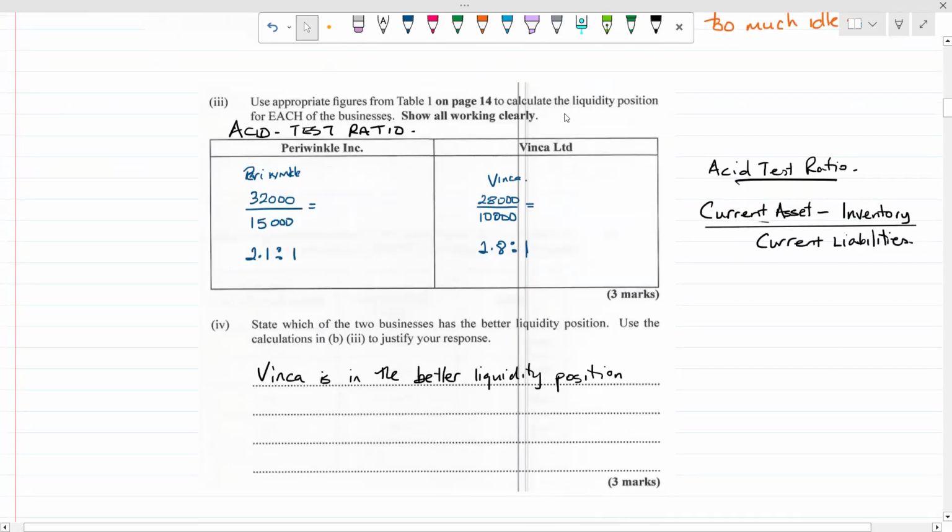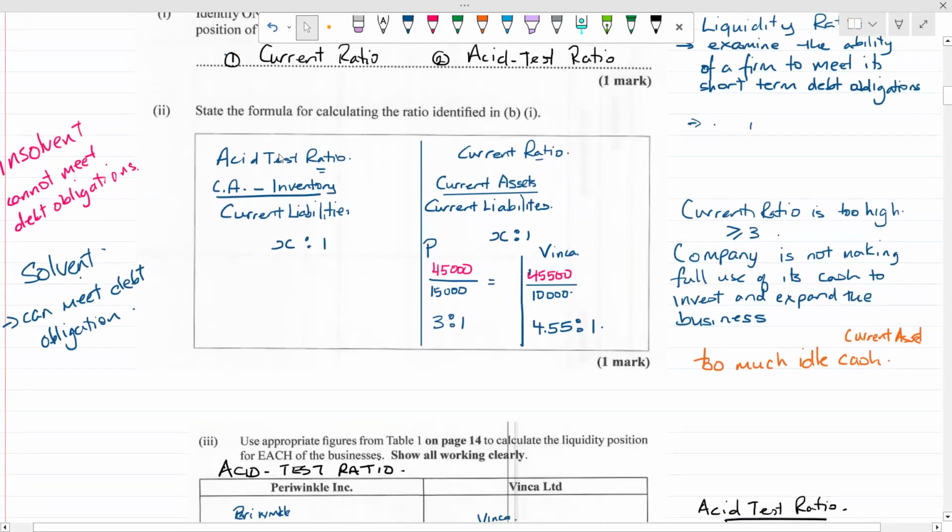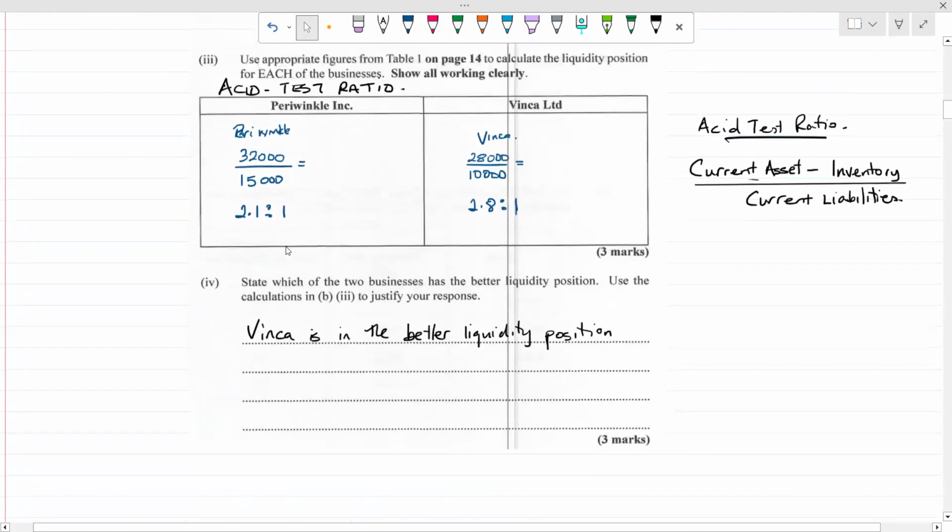See now? But in this part of the question, let's just assume that we only use one, which was the asset test. And that's what the working I put here. If I have to choose between the two, the better liquidity position would be Vinca. Vinca is a better position. Even after you remove the inventory, it could still cover its current liabilities 2.8 times.